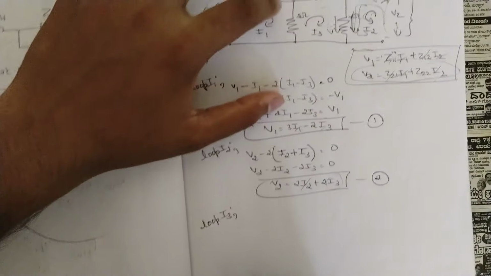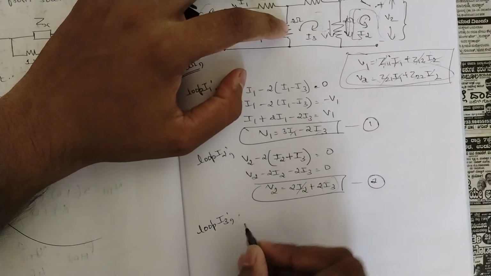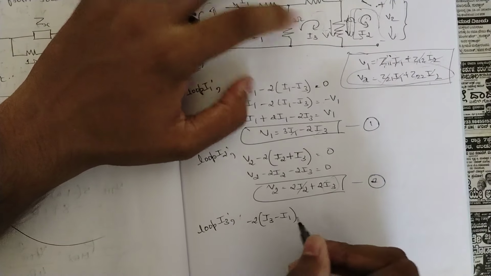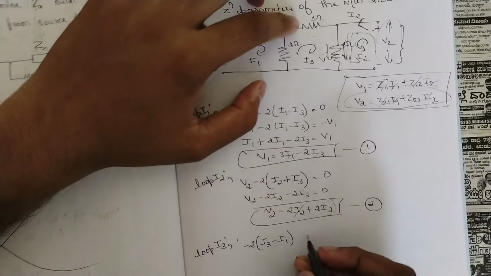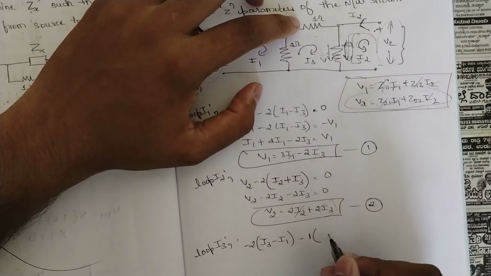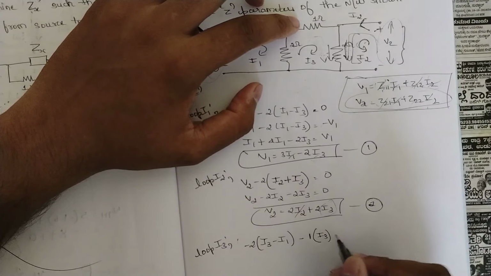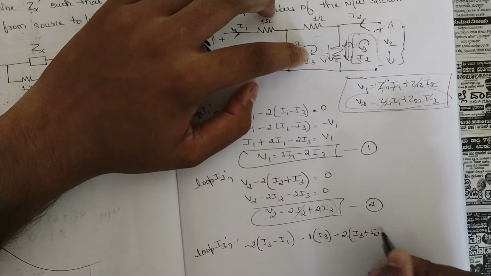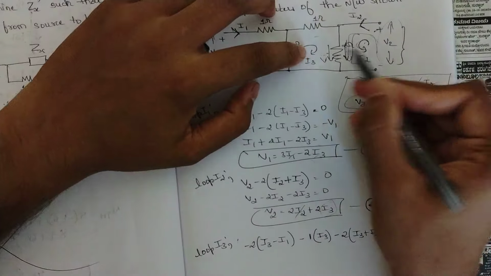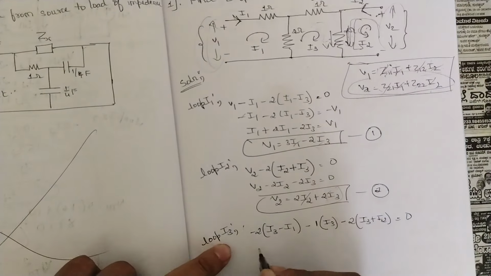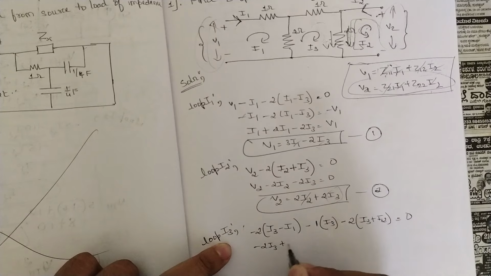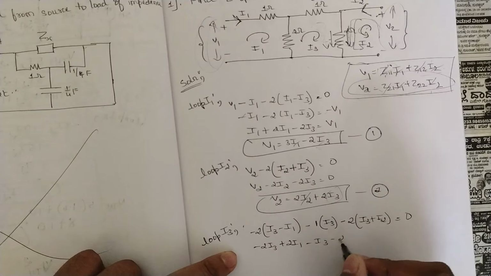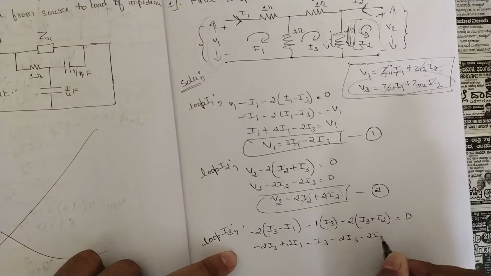This is the I3 loop. Start from this resistor, that is minus 2 into I3 minus I1, because it is between I3 and I1, and since we are considering loop I3, then we have minus 1 into I3, then minus 2 into I3 plus I2. Hope it is clear why I have written plus, because these two have the same directions, right? So that is equal to 0. Now solve this: minus 2I3 plus 2I1, then minus I3, minus 2I3, minus 2I2 equal to 0.